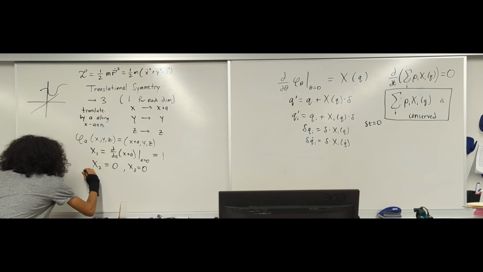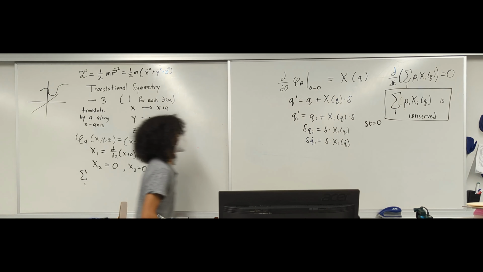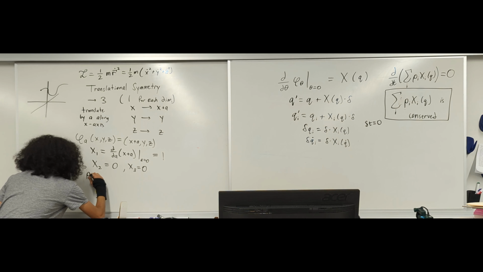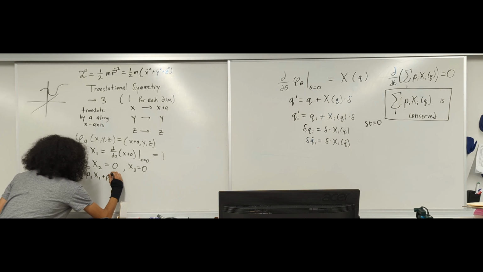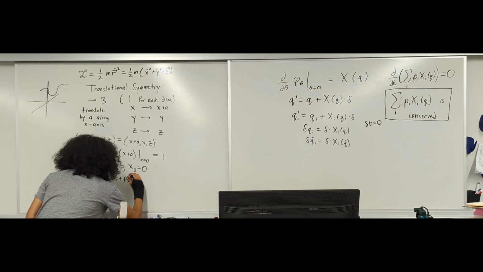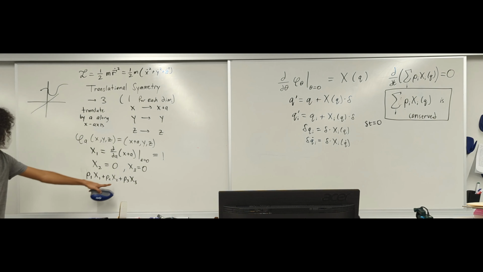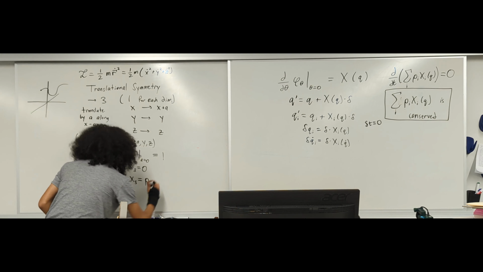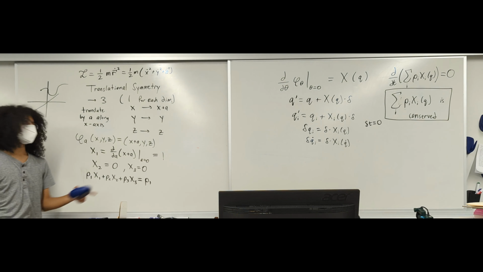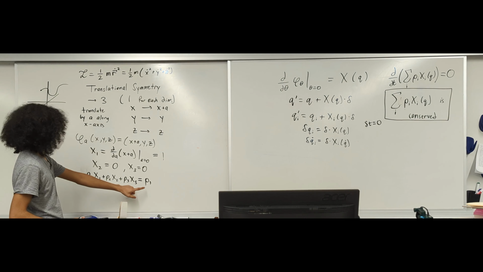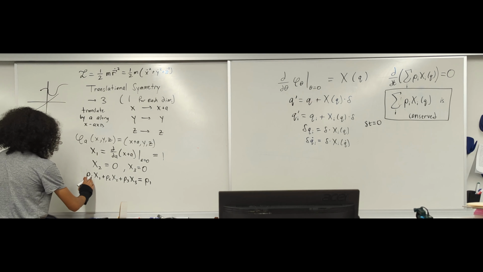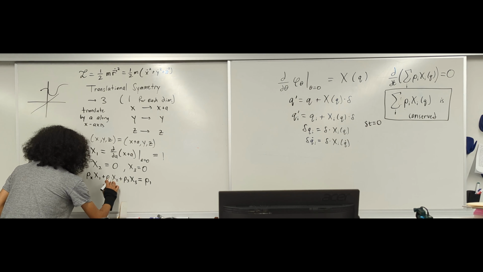So the conserved quantity is, well, I can just write out the sum explicitly. The conserved quantity is p1 x1 plus p2 x2 plus p3 x3. These two are 0 because x2 and x3 are 0, and x1 is 1. So our first conserved quantity is p1, which I could write differently as px, py, and pz.